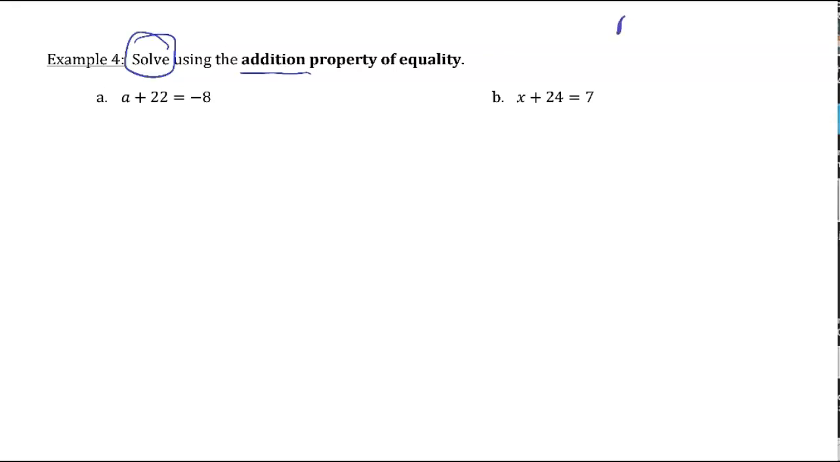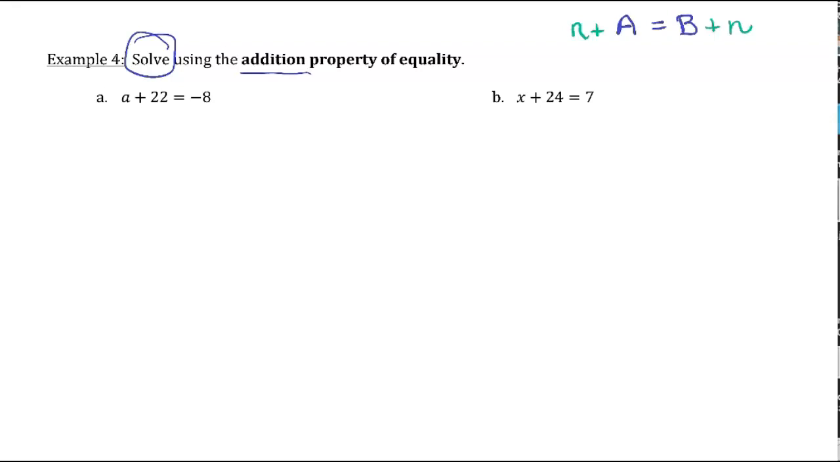If we have two expressions, A and B, and they are equal to one another, the addition property of equality tells us that we can add a value to both sides of the equation, and we will not have changed the solutions to the equation.